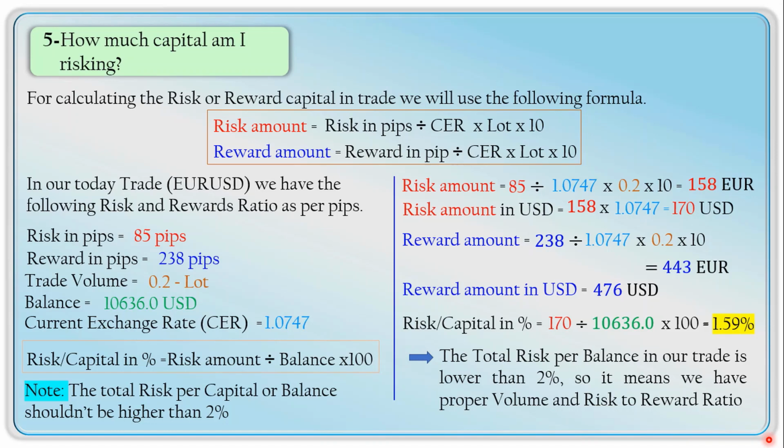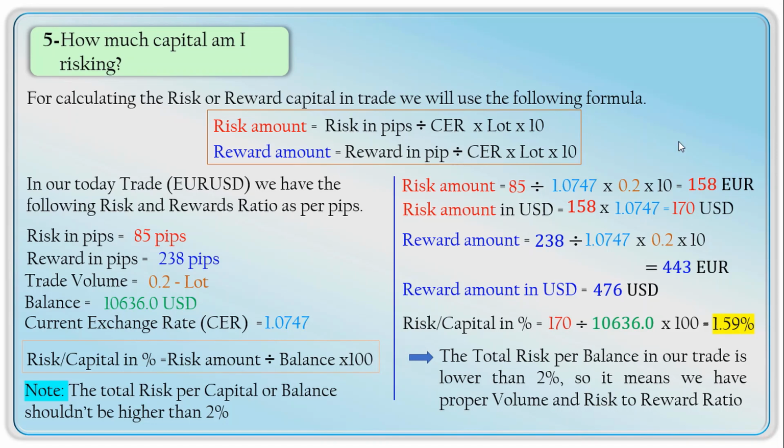Always your risk compared to your overall budget should be lower than 2%. So if your calculation shows that the amount of your risk is higher than 2% of your total capital, it means that risk order level is not proper or your volume is high. So change that and recalculate.